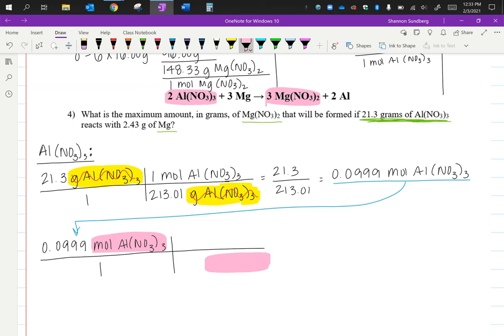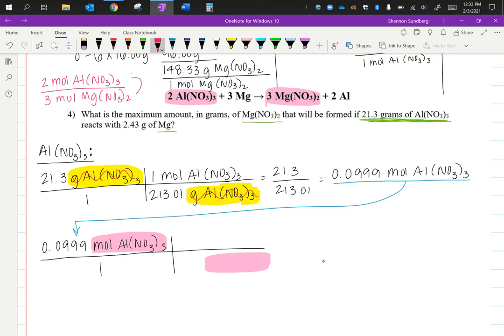Well, you can use that as a conversion factor, set it up in a ratio. What do I mean by that? Well, you could write it like this: 2 moles AlNO3 over 3 moles MgNO3, 2. And you could flip it if you need to.